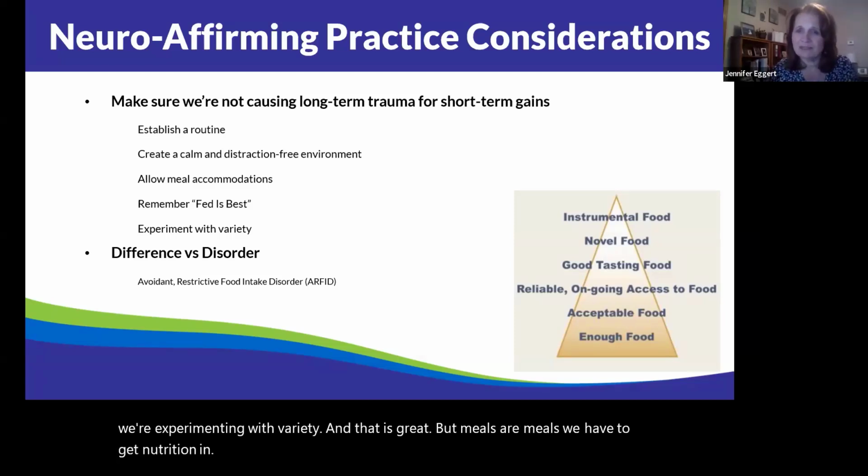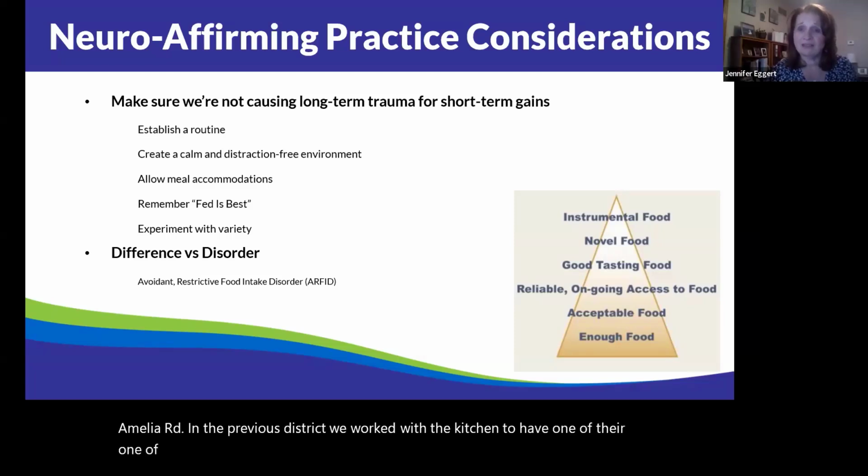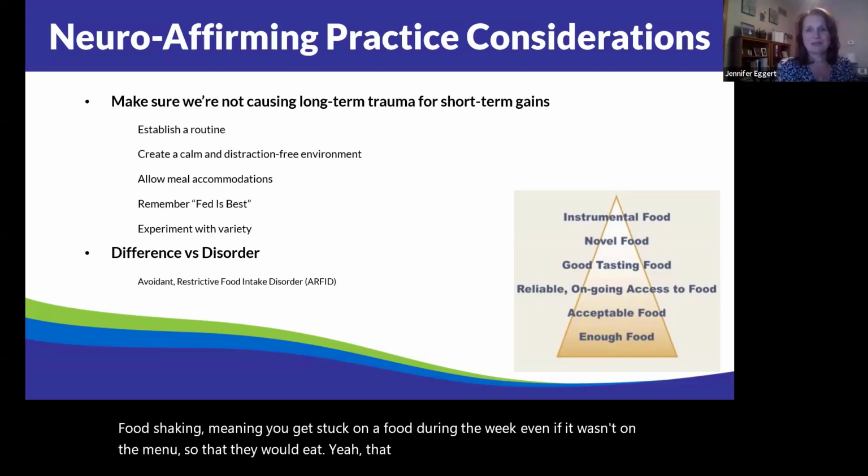Amelia says, in the previous district, we worked with the kitchen to have one of the ARFID kids have access to the preferred foods on rotation so he wouldn't jag. Food jagging, meaning you get stuck on a food during the week, even if it wasn't on the menu, so that they would eat. Yeah, that is fabulous, Amelia. There's our win for the day.